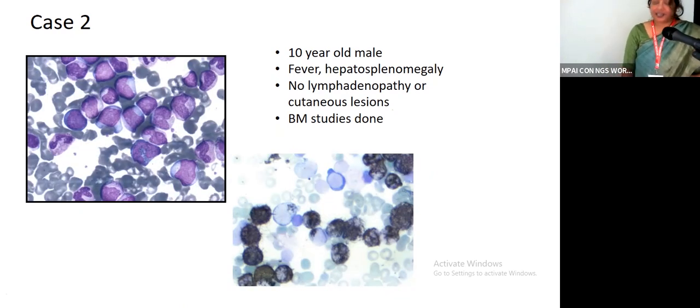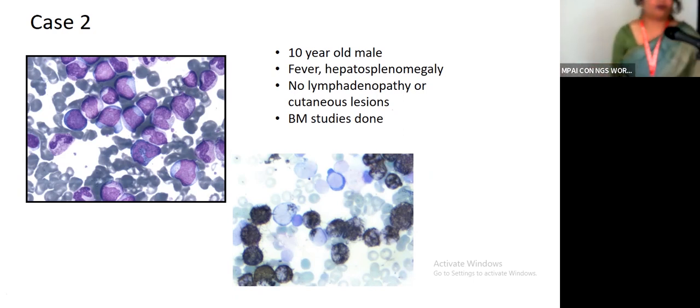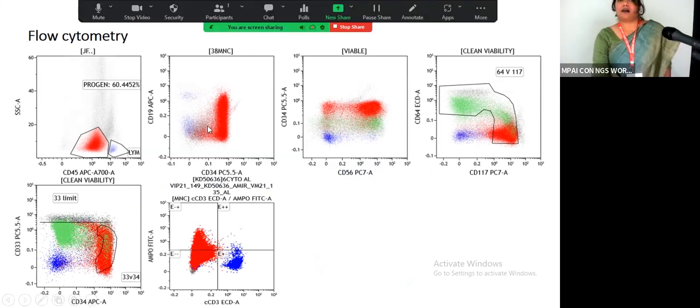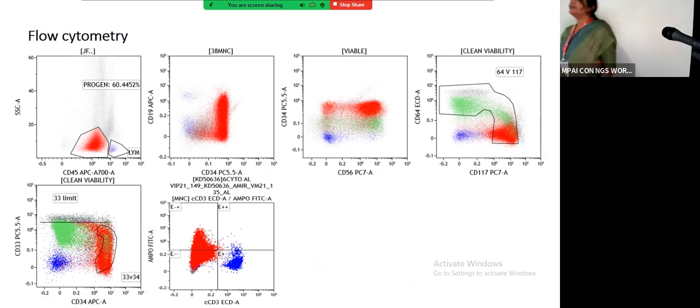Case 2: it's a 10-year-old male presenting with fever and hepatosplenomegaly. There was no lymphadenopathy or cutaneous lesions. Bone marrow study was done. Bone marrow showed an average CD19 expression on CD34 positive blasts, which were also CD56 positive, CD117 positive, and CD33 variable, and MPO was positive. So we know it's a case of AML with CD19 and CD56.